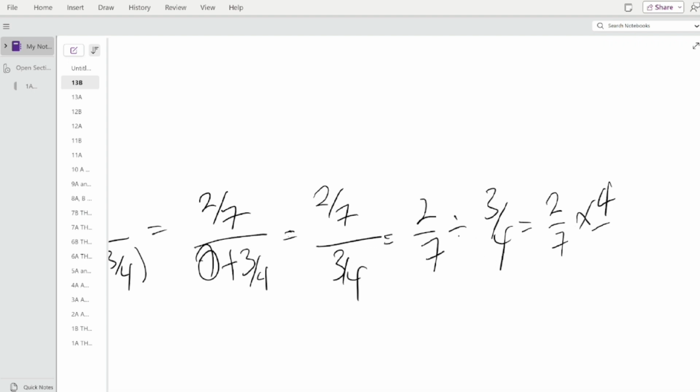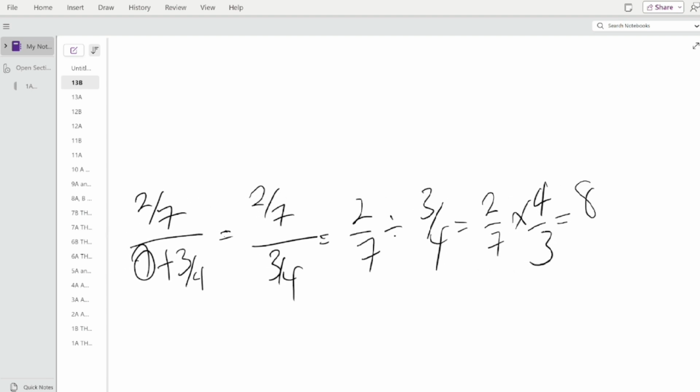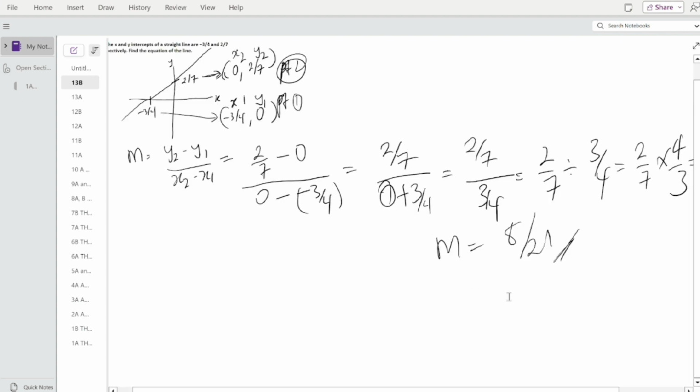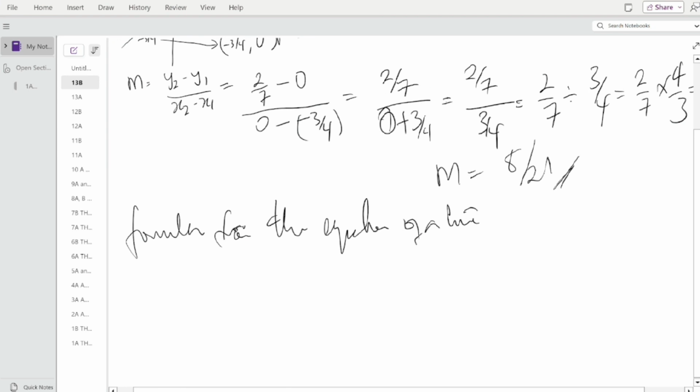So we'll have 4/3. Is there anything we can cut? No. So our gradient is 2 times 4, that's 8. 7 times 3, that's 21. Our gradient m is therefore equal to 8/21. Now that we have our gradient and we have 2 points, we can use any of the 2 points to solve the question. We can now use the formula for the equation of a line while we have the gradient and 2 points.